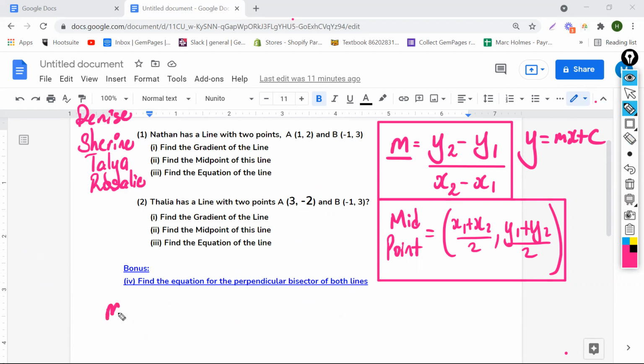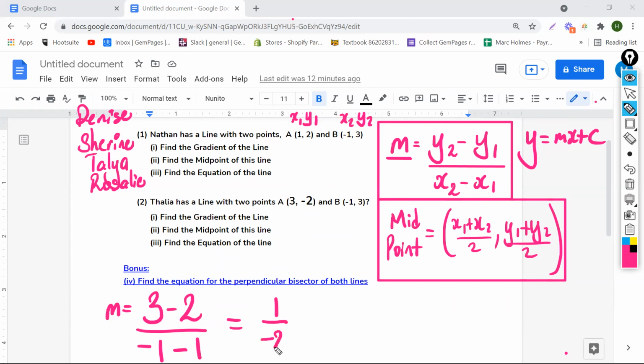So we're gonna do the same thing. M is equal to y2 minus y1 over x2 minus x1. This is x1, this is y1, this is x2, this is y2. So y2 minus y1 would be 3 minus 2 over x2 minus x1, which would be -1 minus 1. So this is actually going to give us 1 over -2, which is the same thing as -1/2. So that's the gradient for the first one, guys, -1/2.